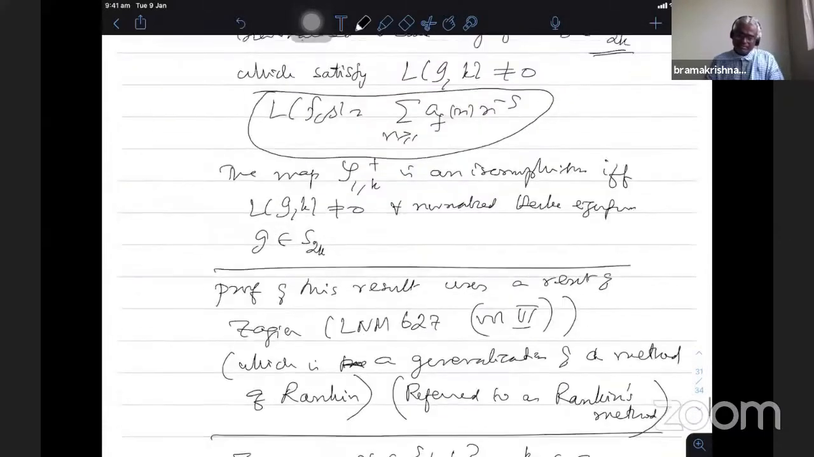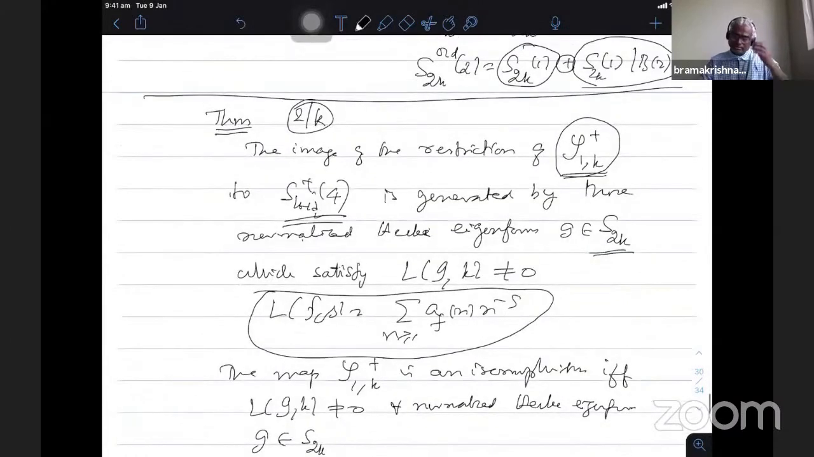So the theorem says that when I take the plus space and apply the d equal to 1 Shimura-Kohnen map to this particular plus space, the image is exactly generated by the normalized Hecke eigenforms whose L function value at s equal to k is non-zero. So that is another interesting thing.